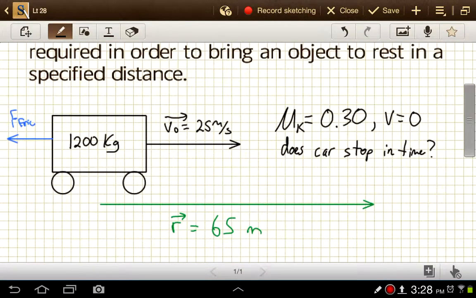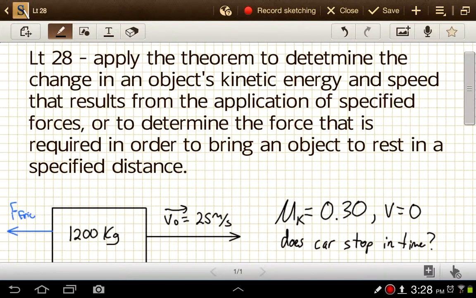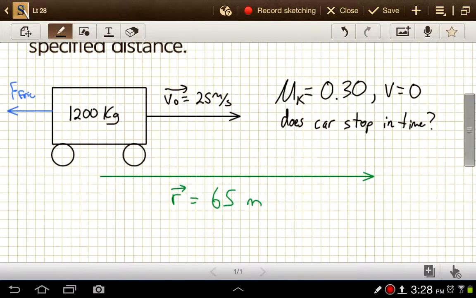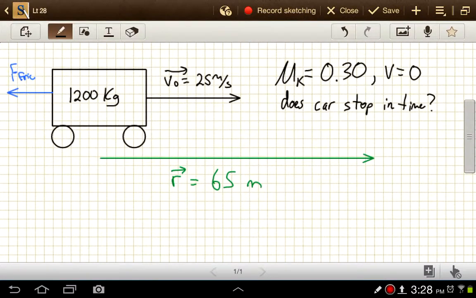So we could solve this one using the kinematics equations once we use Newton's second law to figure out the acceleration, but we're not going to do it that way. Instead, we're going to use the work-kinetic energy theorem. So we're going to determine the force that's required in order to bring an object to rest in 65 meters, and then figure out if we have a big enough force to do that.